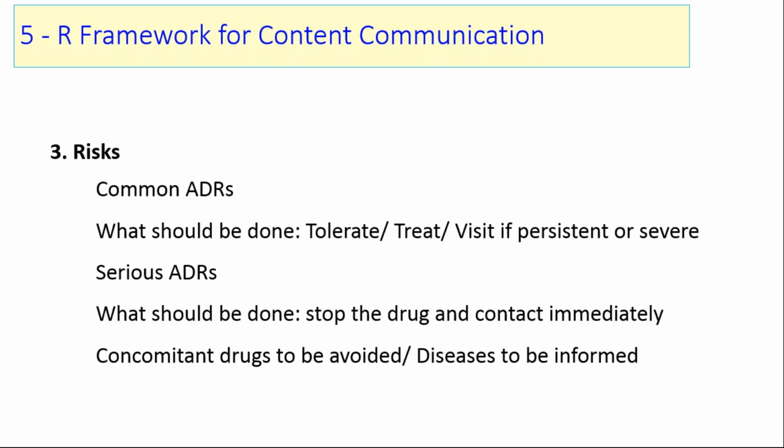While talking about the risk, they should tell us the ADRs, but we didn't want to tell them all the ADRs which are listed in the textbook. So we decided that they should talk about two types of ADRs. One, the commonly occurring ones, which are of high frequency, many patients will develop them, and they should give the advice whether it can be tolerated, whether a treatment is necessary, or whether and when to visit the doctor if they remain persistent or severe.